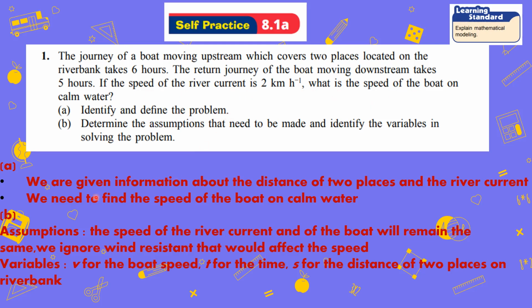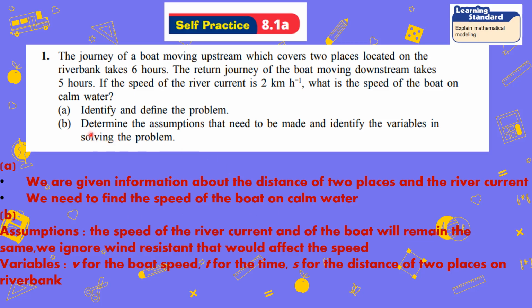So to understand the problem, we know we are given information about the distance of two places and the river current. And what we need to find is the speed of the boat on calm water. So this is the answer for question A.